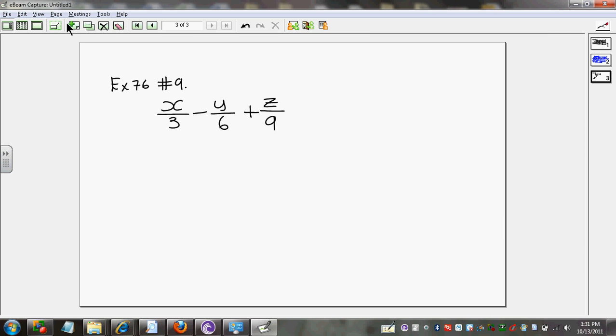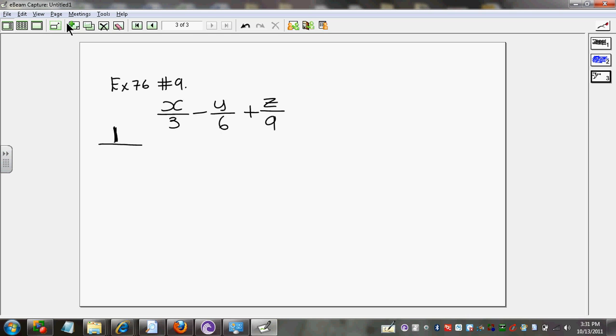In the numerator, you'd realize that there's nothing common, right? The only thing that is common is 1. Because x is 1 by x, y is 1 by y, and z is 1 by z. So the only thing that will be common there will be the number 1.